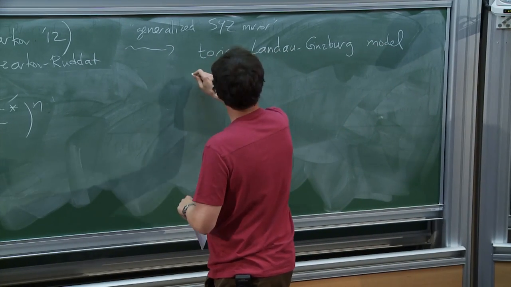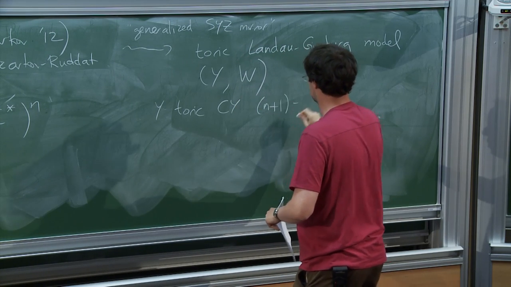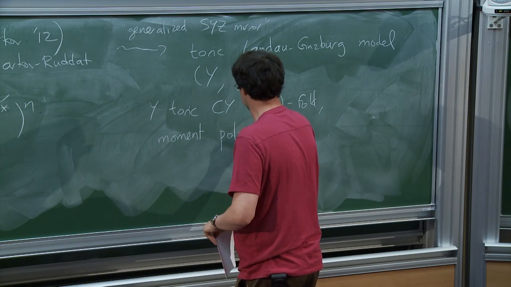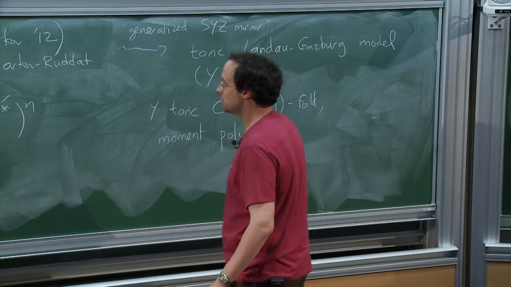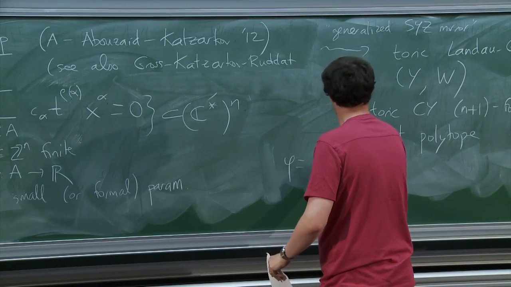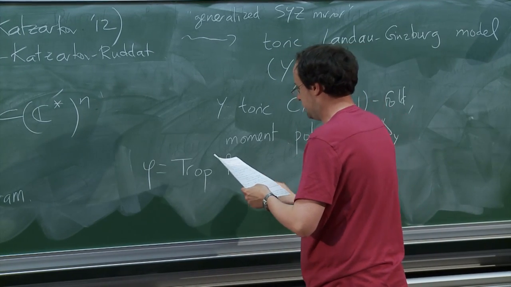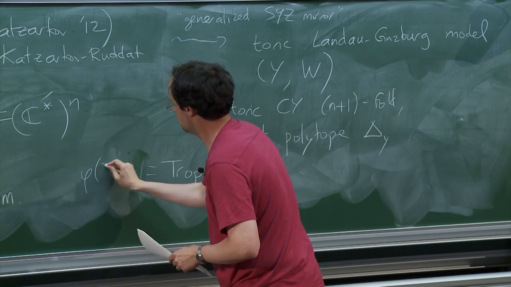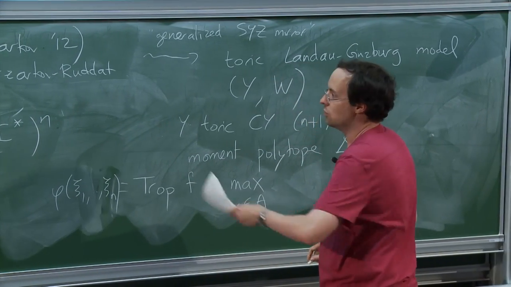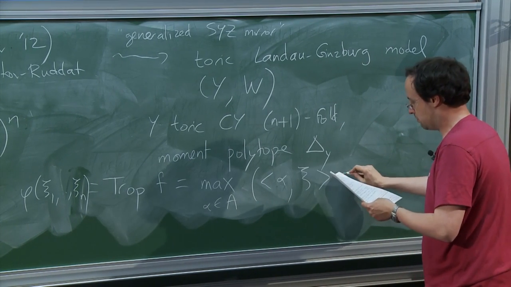So this Landau-Ginzburg model here, concretely, will be a pair (Y, W), where Y is a toric Calabi-Yau n plus 1 dimensional manifold, which is easiest to describe in terms of its moment polytope. So how do I describe the moment polytope of this thing? Well, first thing I will do is tropicalize this equation. So let's define the tropicalization of f to be a piecewise linear function of n real variables, xi1 to xn. It will be a piecewise linear function defined by the max over all of these things of the linear function with slope alpha minus the constant rho of alpha.